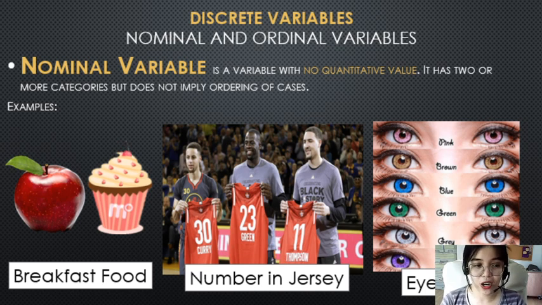Categories lang siya. Let's say breakfast food. Ang category lang, healthy or unhealthy breakfast food. Number in jersey, 30, 23, 11. So, hindi naman yan sunod-sunod. Hindi naman kailangang top player, number 1 yung number niya sa jersey. So, iba yan. It differs. Pero category yon yung number in jersey. The same thing with eye color. So, sa eye color, hindi naman una lagi yung pink o kaya brown. Kapag may blue eyes ka, ikaw yung pinakamataas sa rank. Walang ganon. Walang ranking. Okay? Kay nominal, it's just mere category. No quantitative value. That's nominal.